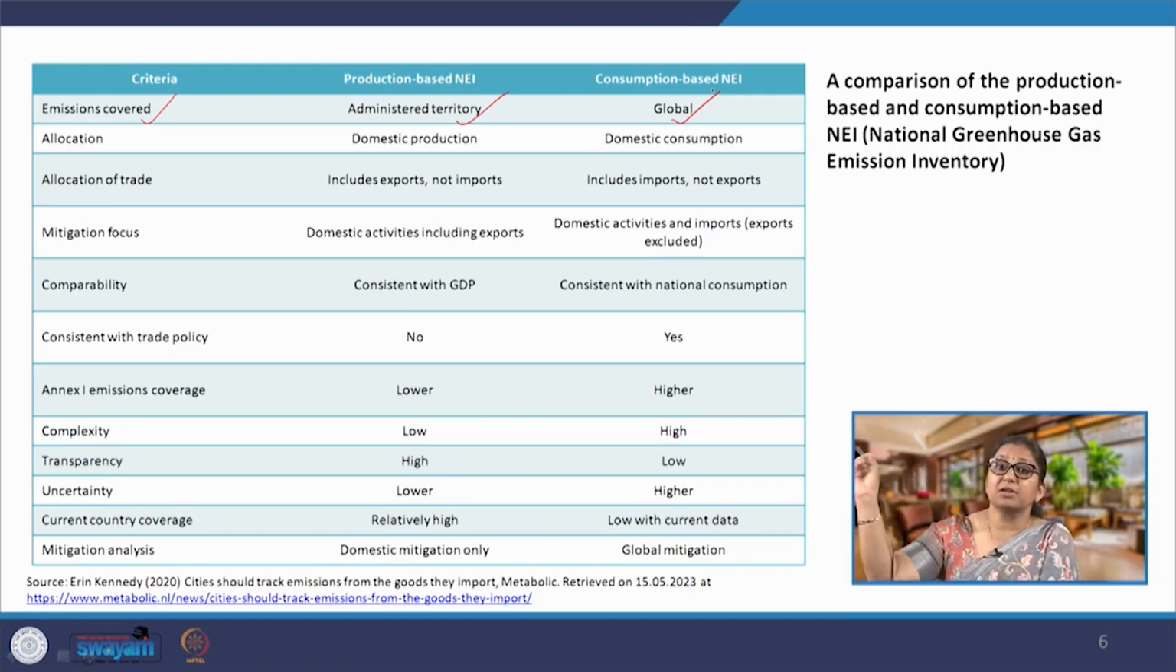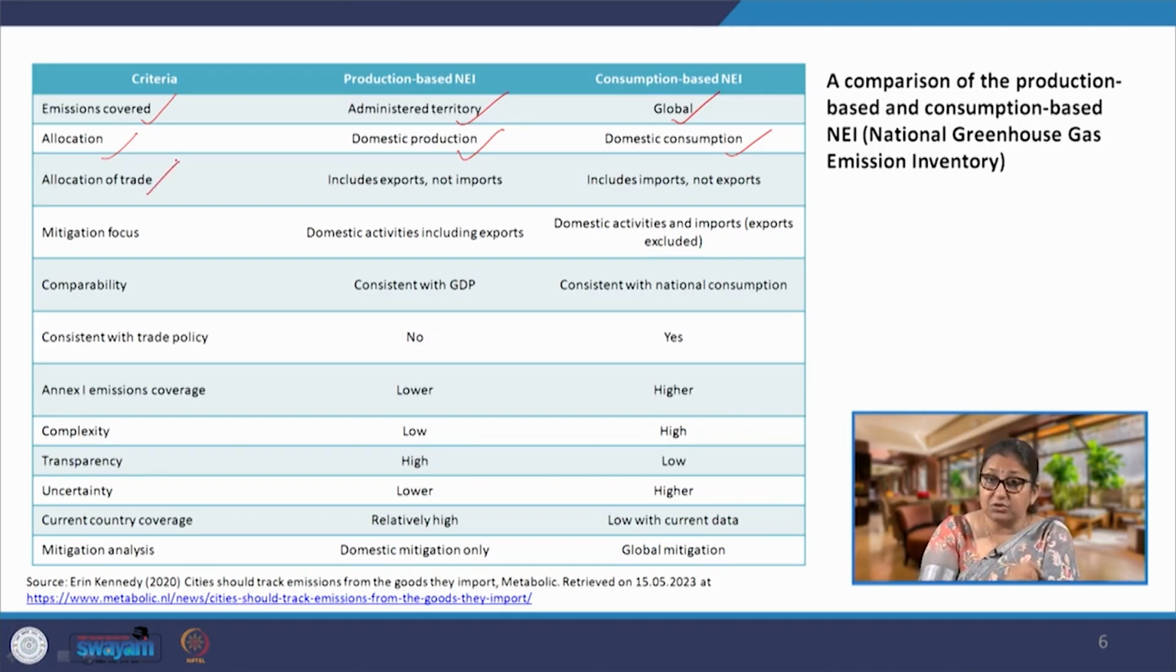So, from wherever the product is coming, all the emissions of the product consumed here in this country A, the back home emissions will be calculated together. So, these are global emissions that we are accounting, which is difficult. Also allocation: in production based we are looking at domestic production, and in consumption based we are looking at domestic consumption, which is simple, easier to understand.